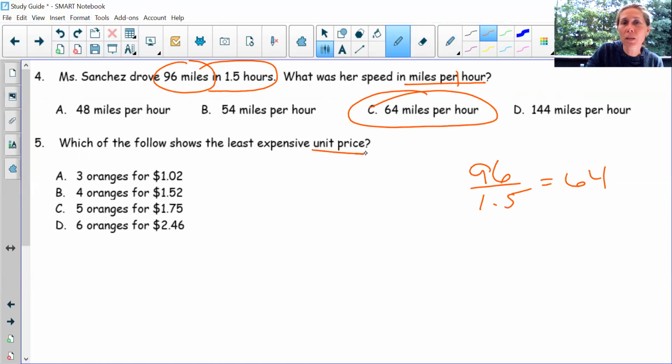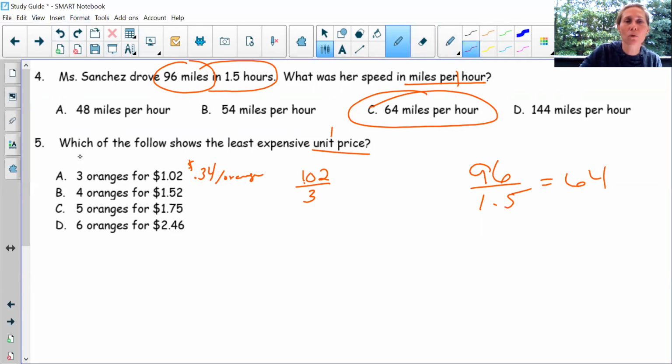Number 5, which of the following shows the least expensive unit price? Unit price means 1, okay? How much does it cost for one what? 1 orange. So letter A, 3 oranges for $1.02. So I'm going to say $1.02 divided by 3 oranges. So $1.02 divided by 3 gives me 34 cents. So 1 orange costs 34 cents per orange.